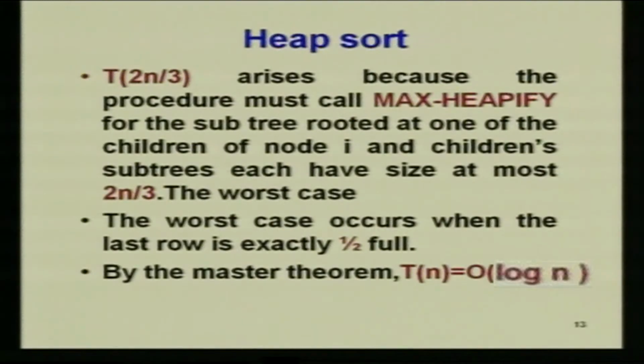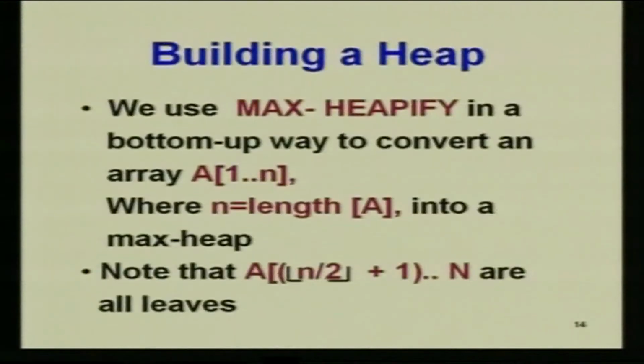2n by 3 arises because the procedure must call Max-heapify for the subtree rooted at one of the children of node i, and the children's subtrees each have size at most 2n by 3. So the worst case occurs when the last row is exactly half full. So this is of the order of log n.